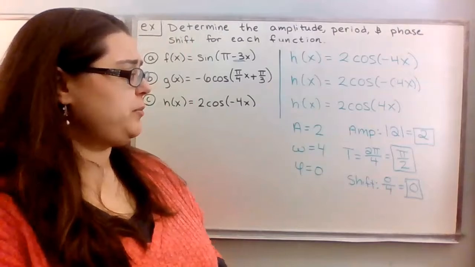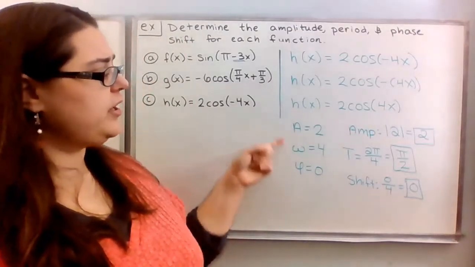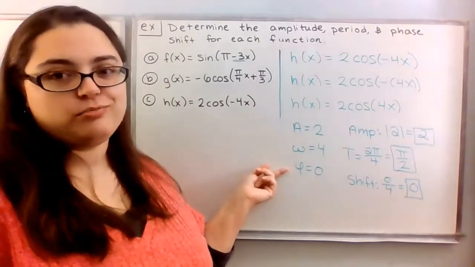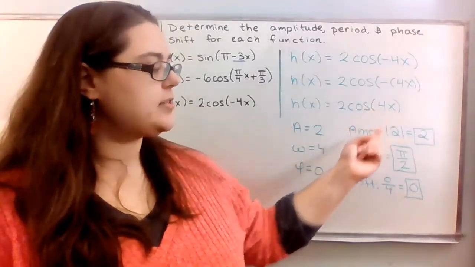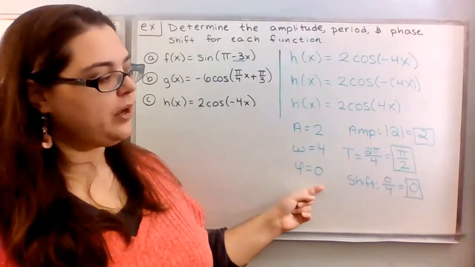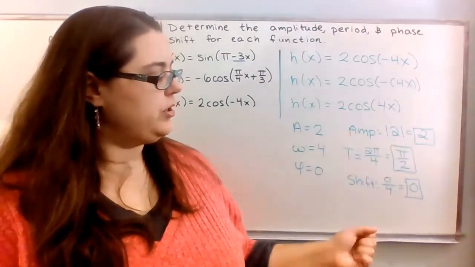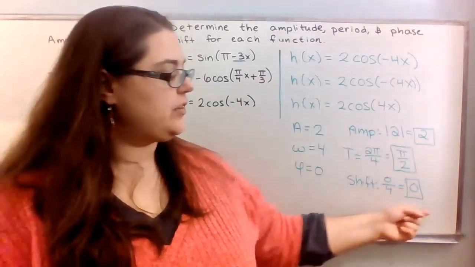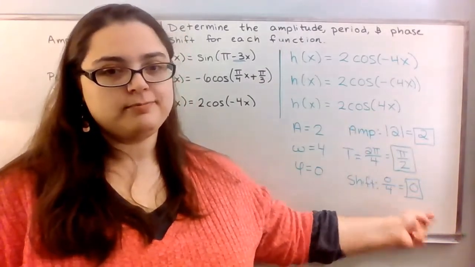So then I determined my values for A, omega, and phi. A is a positive 2, omega is 4, and there is no shifting. We just have 4x. So phi is 0. So that means our amplitude is 2. Our period is going to be pi halves, and the phase shift is going to be 0.